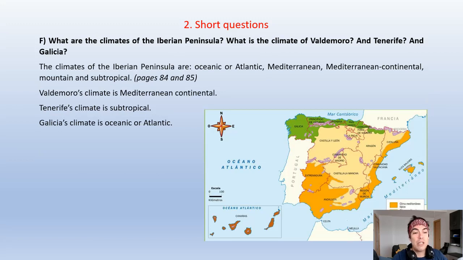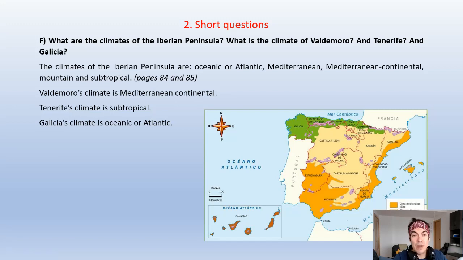And the last short question is: what are the climates of the Iberian Peninsula? What is the climate of Valdemoro, Tenerife and Galicia? The climates of the Iberian Peninsula are these five: Oceanic or Atlantic, the green one; Mediterranean, the orange one; Mediterranean continental, the yellow one; the mountain, which is the purple one; and the subtropical, which is the brown one. You can find this on pages 84 and 85.